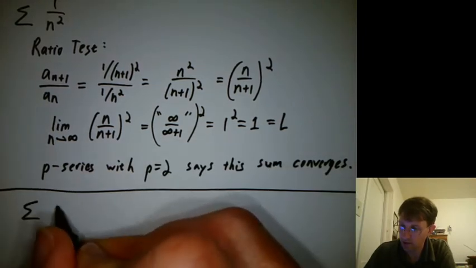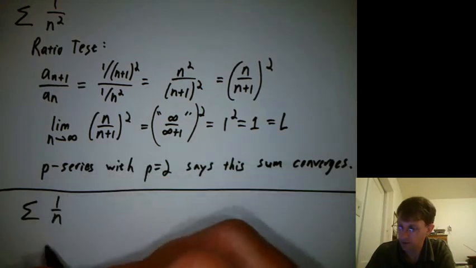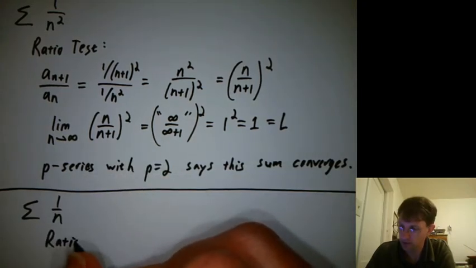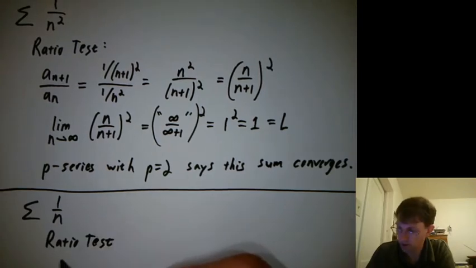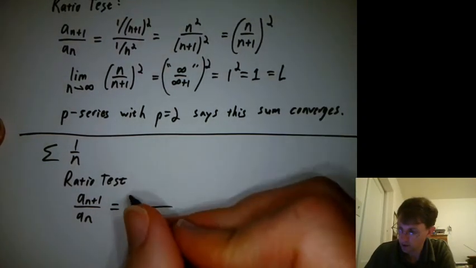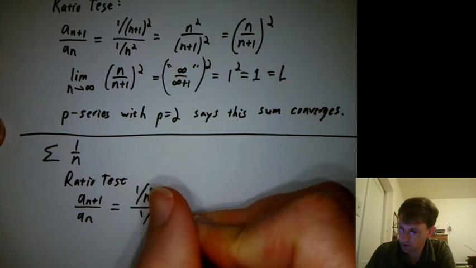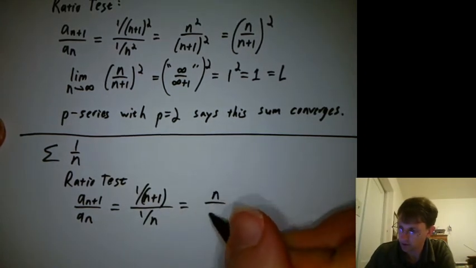Now let's try the sum of 1 over n. Go ahead and do a ratio test on that, see what happens. Pause the video and come back when you want to check. So a_(n+1) over a_n. So 1 over n in the bottom, fairly straightforward. And 1 over n plus 1. And do the whole flip thing, and you get n over n plus 1.